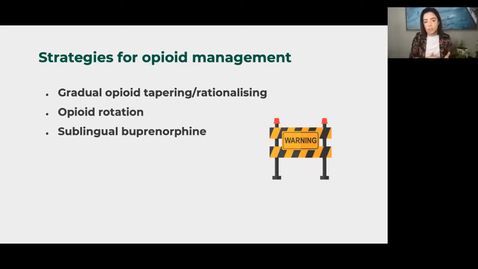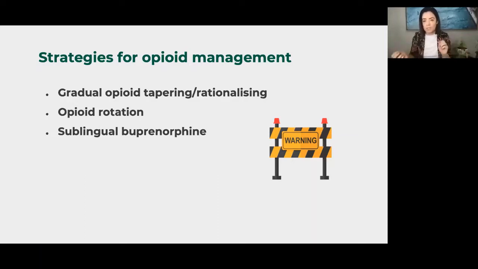So I have opioid rotation as a plan so we can at least reduce the total oral morphine equivalent of what they're taking. And basically, there are lots of differences between all of the different types of opioids that are out there.